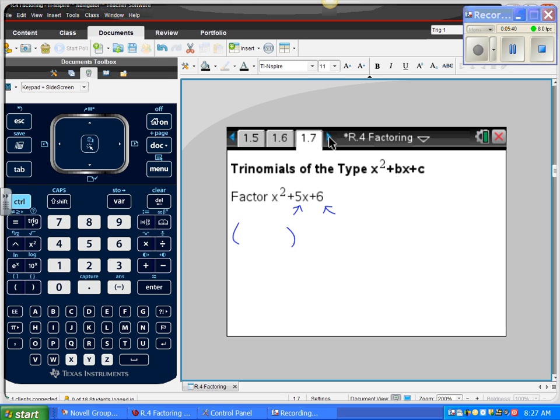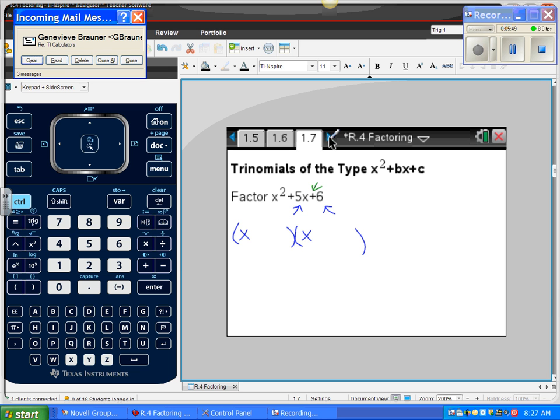So you start by putting your two sets of parentheses. You know you're going to have an x and an x. This sign tells you if your signs are going to be the same or different. And because it's plus, it means they're going to be the same. So you look here. What are they both going to be? They're both going to be plus.